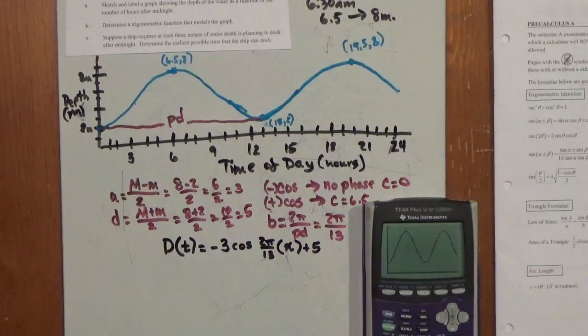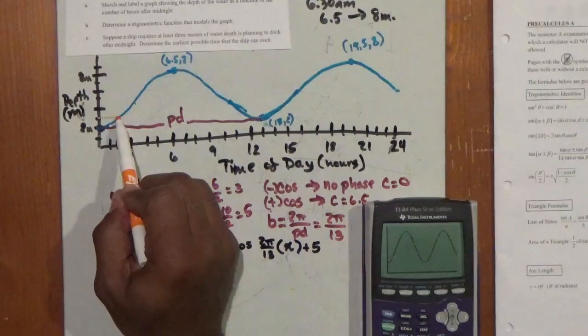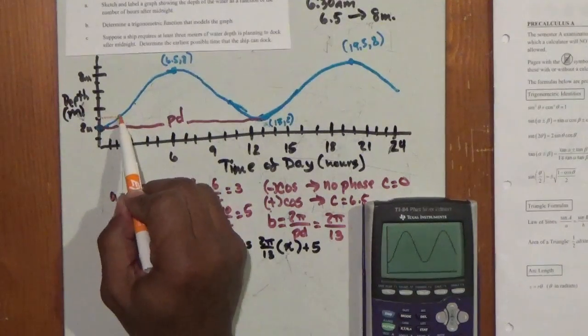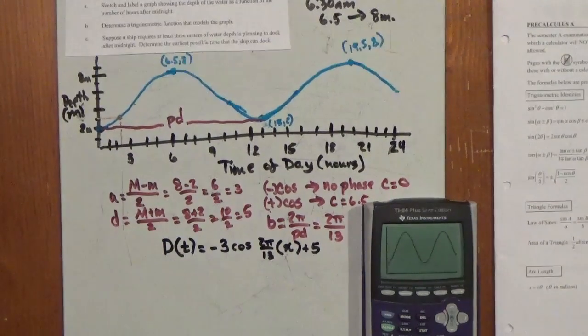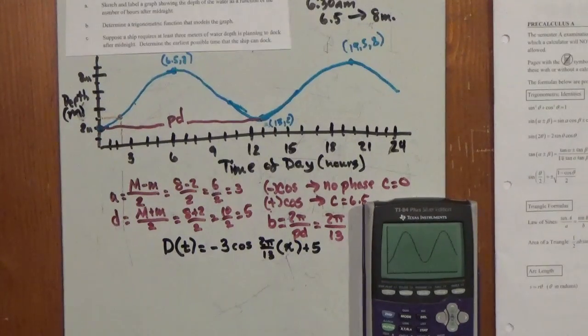So the next question says, suppose a ship requires at least 3 meters of water depth in planning a dock after midnight. Determine the earliest possible time the ship can dock. So we're looking at this graph, and we want to go to 3 and go right over. It looks like about 2 something. I'm not sure.